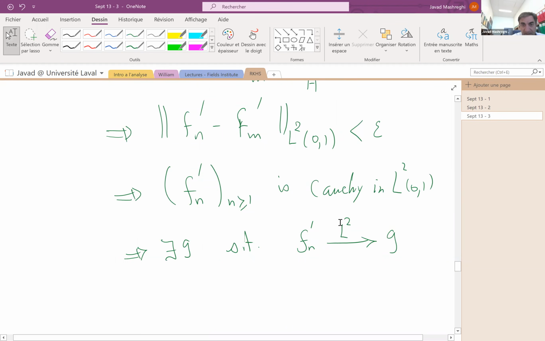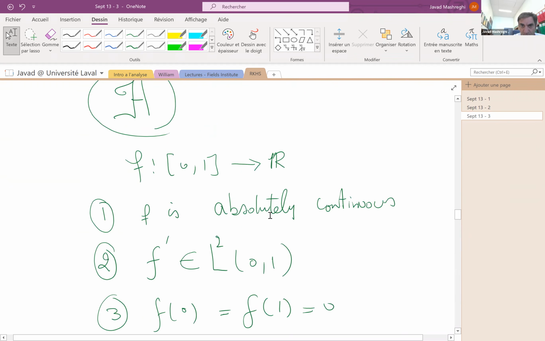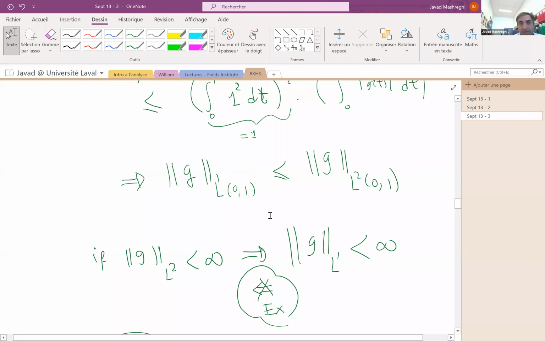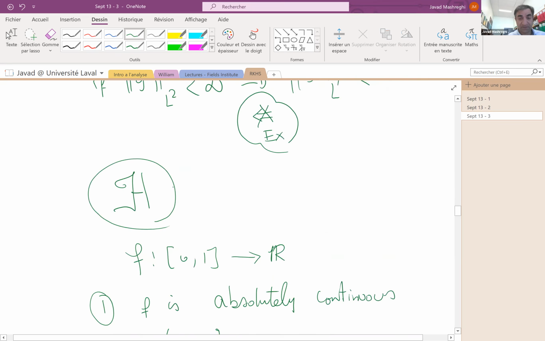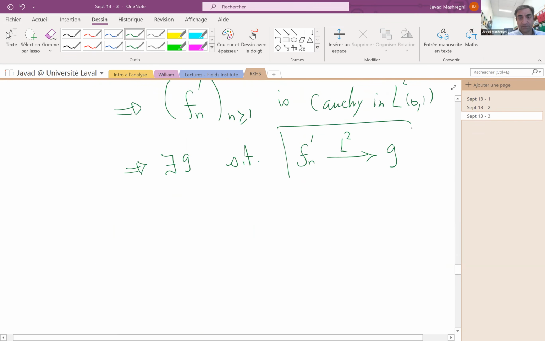We already had an inequality: norm 1 is less than or equal to norm 2. So if something converges to 0 in L2, it also converges in L1. Therefore, we have this strong convergence also: Fn prime goes to g in L1. I need both. What are the consequences of these two?